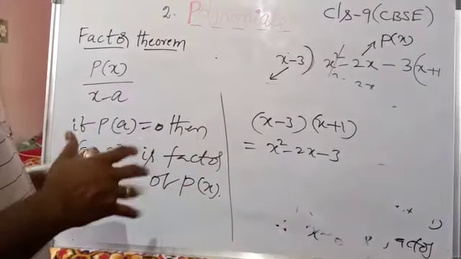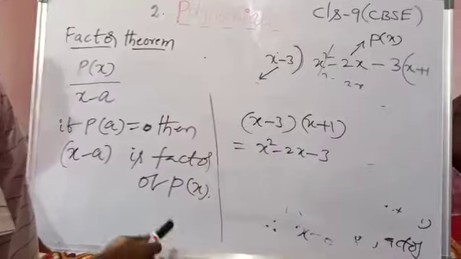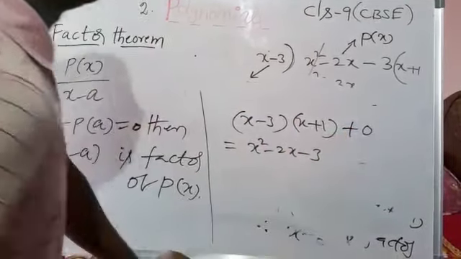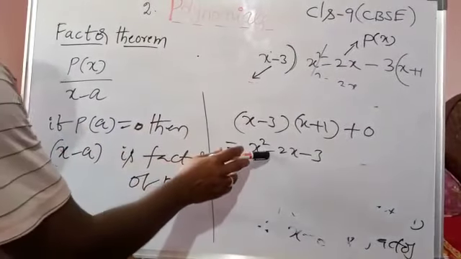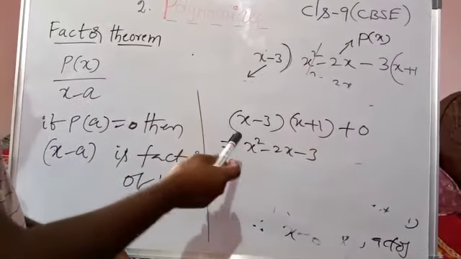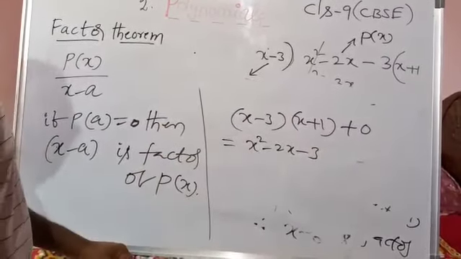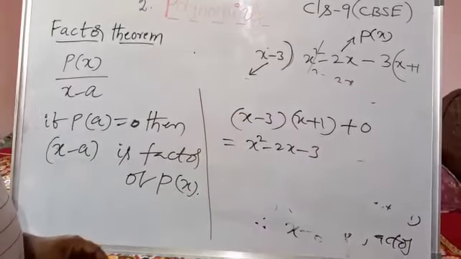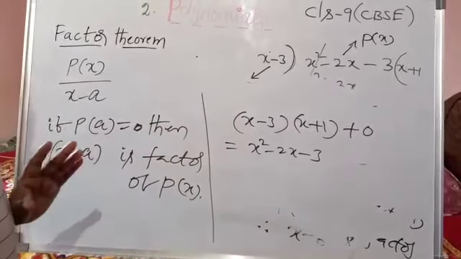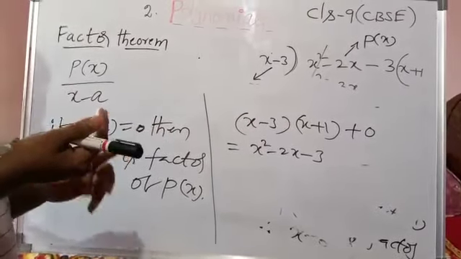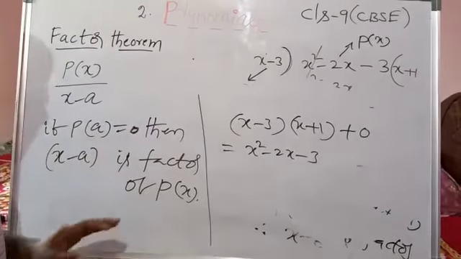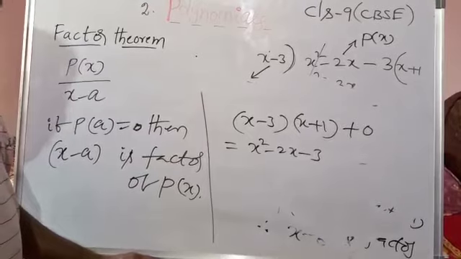So as we know, dividend is equal to divisor into quotient plus remainder, students. Here remainder is 0. So here dividend is equal to divisor into quotient. That is why you can say x minus 3 is a factor of this, and also x plus 1 is also a factor of this polynomial, students. So this is the factorization theorem, or you can say factor theorem also. By following this remainder theorem and factorization theorem, there are so many very important questions related to this, students. We will see in the next class. Thank you, students.